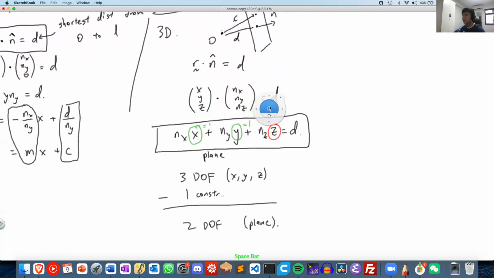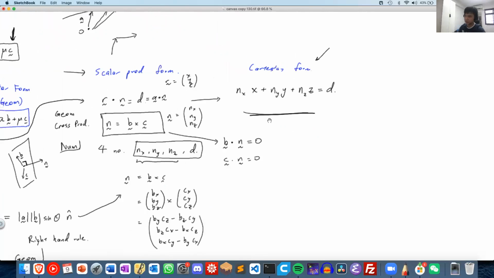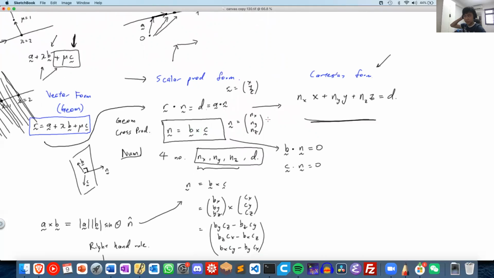And yeah, so that's the overview of our three equation formats for a plane. In the next video, we'll be talking about several other things we can do with planes, and we'll be finding the intersection between planes and between lines as well. So yeah, see you in the next video.